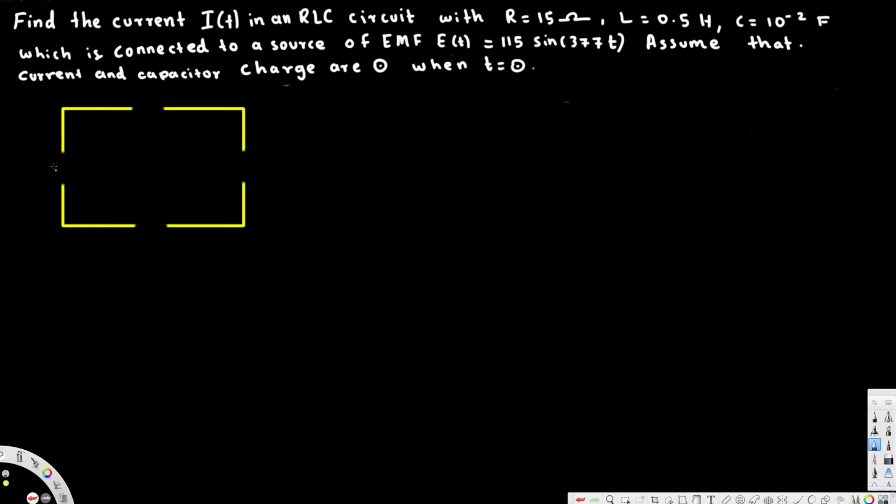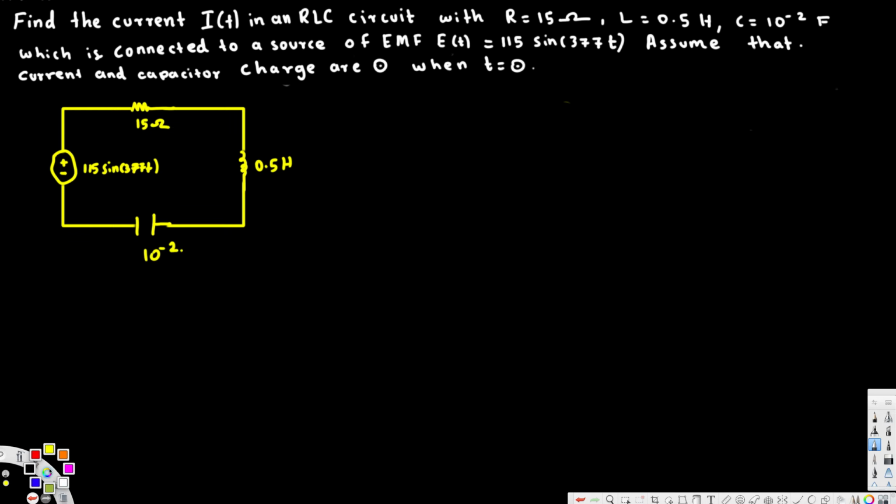Okay, and the voltage source is going to be the given EMF, that's equivalent to 115 sine 377t. Also we have the resistance provided, that's equal to 15 ohm, so this is 15 ohm. After that we have the inductance provided, that is 0.5 henries, and after that we have the capacitance provided, that is 10 to the power of minus 2 farads. Okay, so this is our circuit.